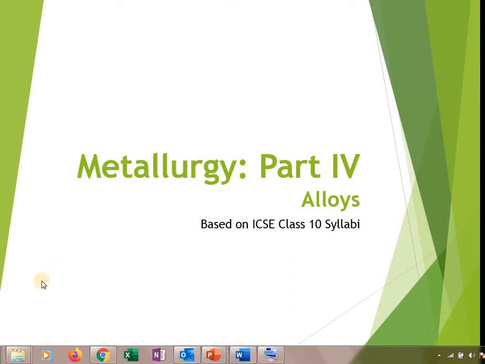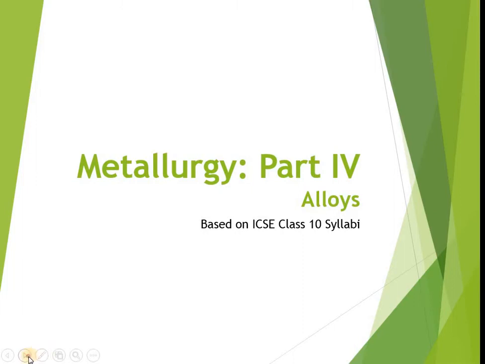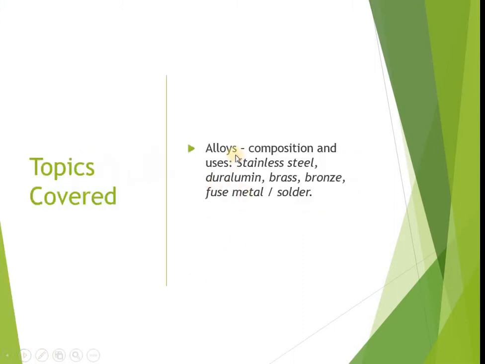Hello, we'll be completing the last part of the metallurgy chapter, that is alloys. The topics covered are alloys, and the composition and uses of stainless steel, duralumin, brass or bronze, and fused metal or solder.